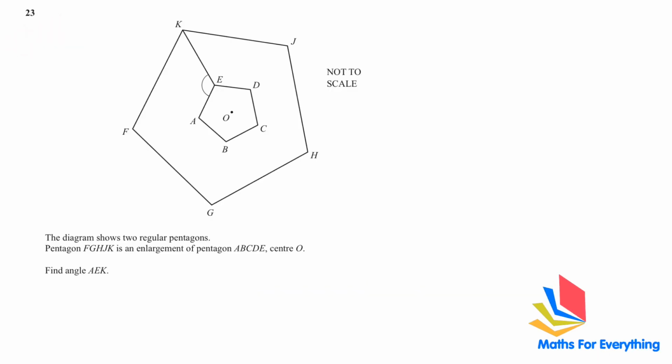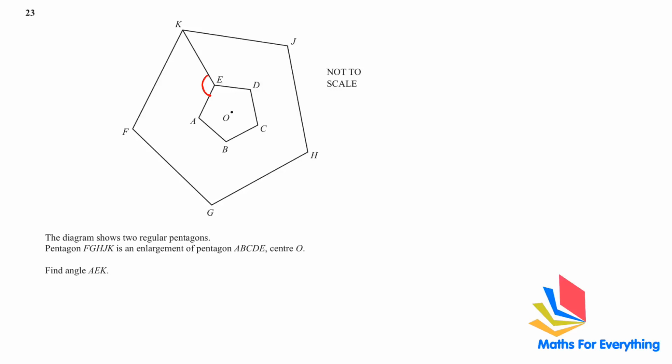Question number 23. The diagram shows 2 regular pentagons. Pentagon FGHJK is an enlargement of pentagon ABCDE, center O. Find angle AEK. So we need to find this angle.